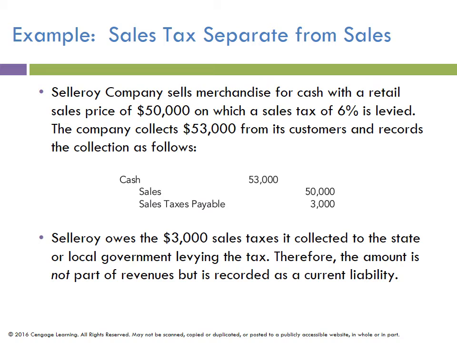Now, different states require the payment of sales tax from the company collecting it at different times. I can tell you Pennsylvania, it's monthly. So that sales tax payable will sit in that account until it has to be paid to the state. At that time, Celeroy will debit sales tax payable and credit cash for the amount they have to remit.